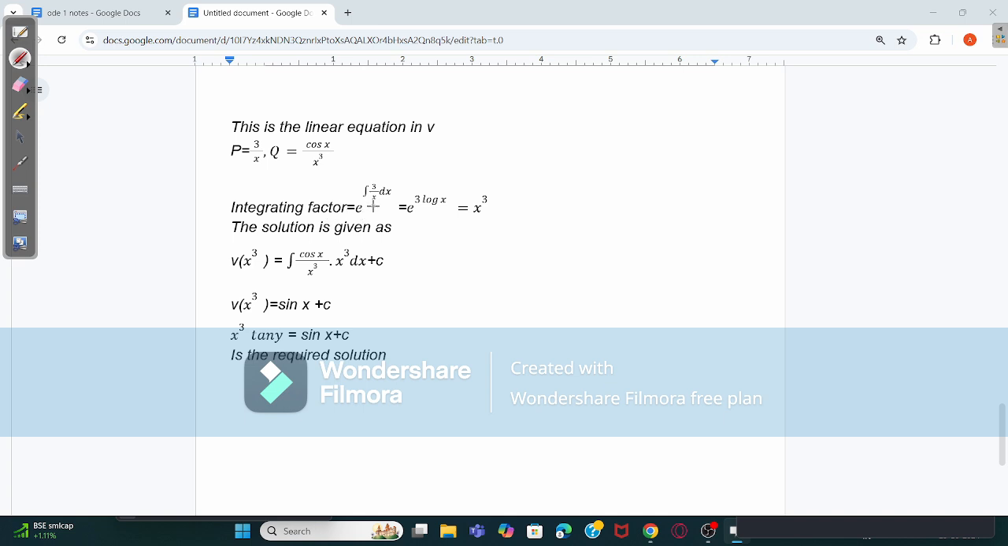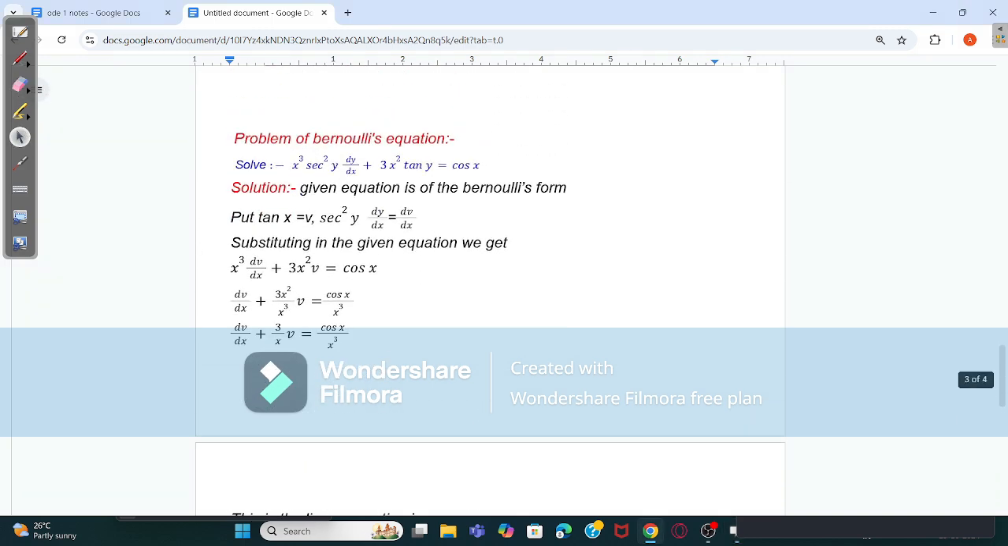Integrating factor: e to the power integral 3/x dx equals e to the power 3 log x, so this value gives x cubed. The solution is given by v times x cubed equals the integral of cos x / x cubed times x cubed dx plus c. So this x cubed gets cancelled out. The integration of cos x is sin x, so v x cubed = sin x + c. In the place of v we have taken tan y, so substitute that value here.